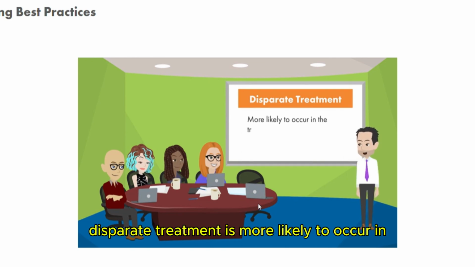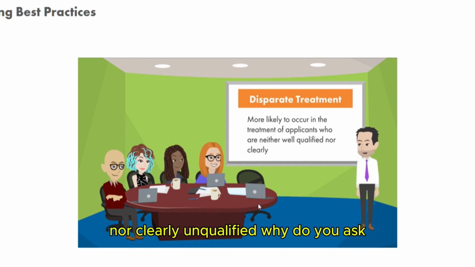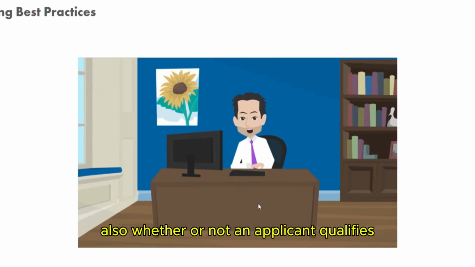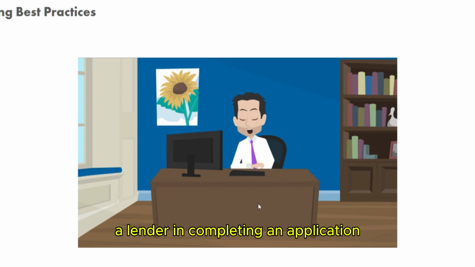Disparate treatment is more likely to occur in the treatment of applicants who are neither well-qualified nor clearly unqualified. Why do you ask? Applicants that are close cases have more room and need for lender discretion. Also, whether or not an applicant qualifies may depend on the level of assistance provided by a lender in completing an application.